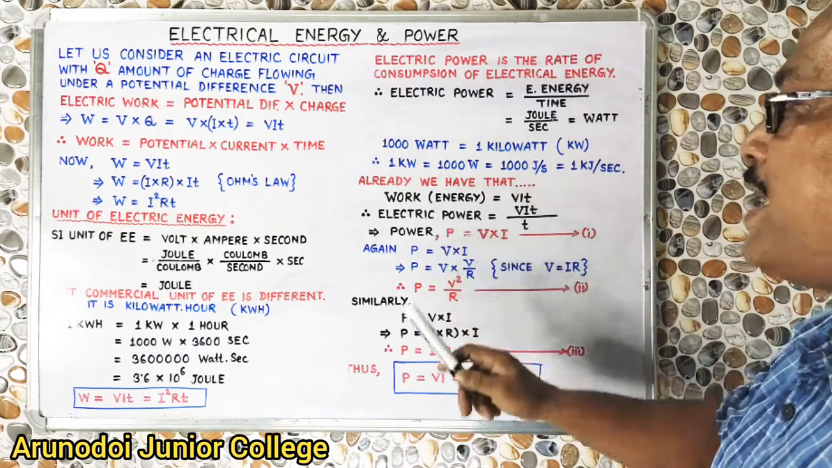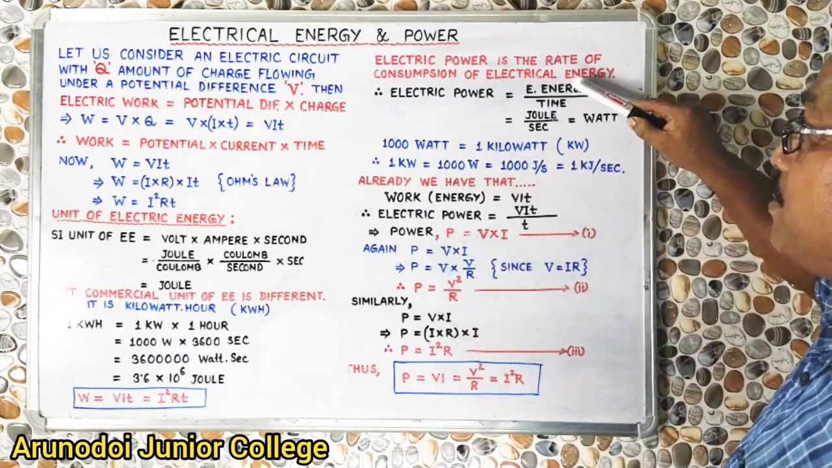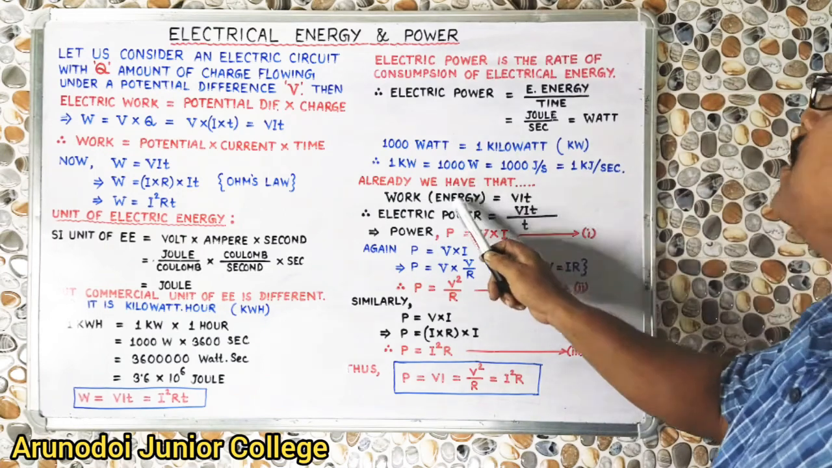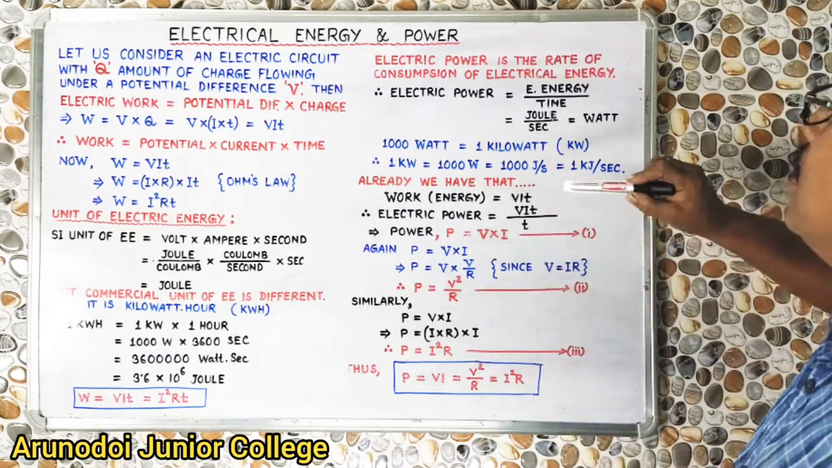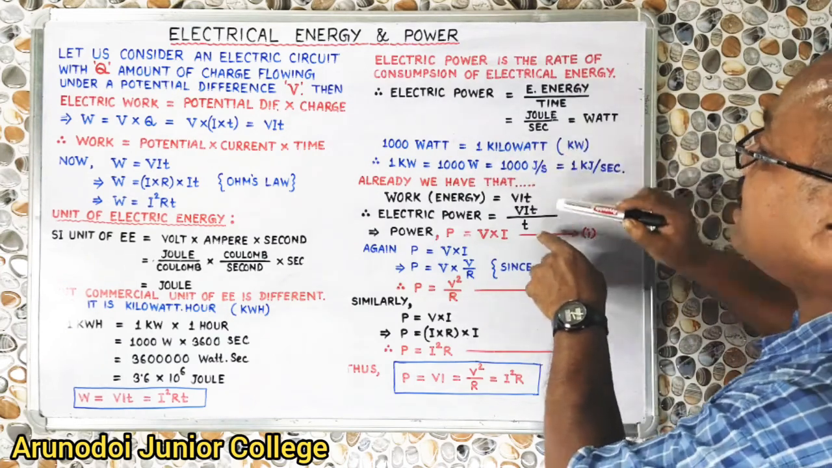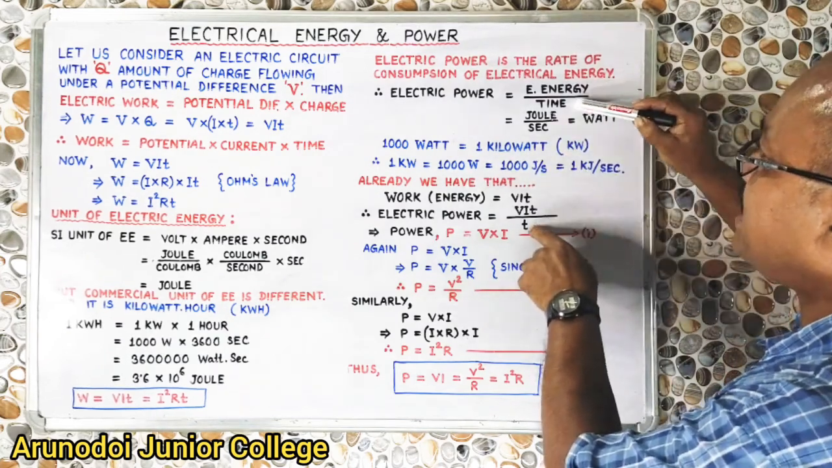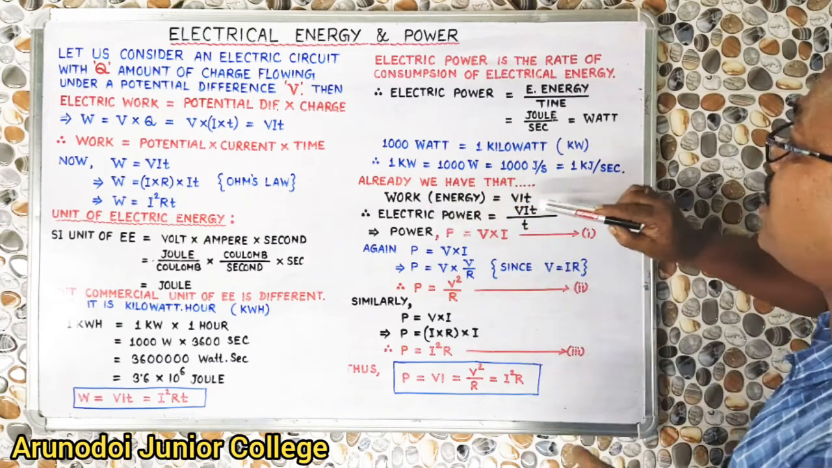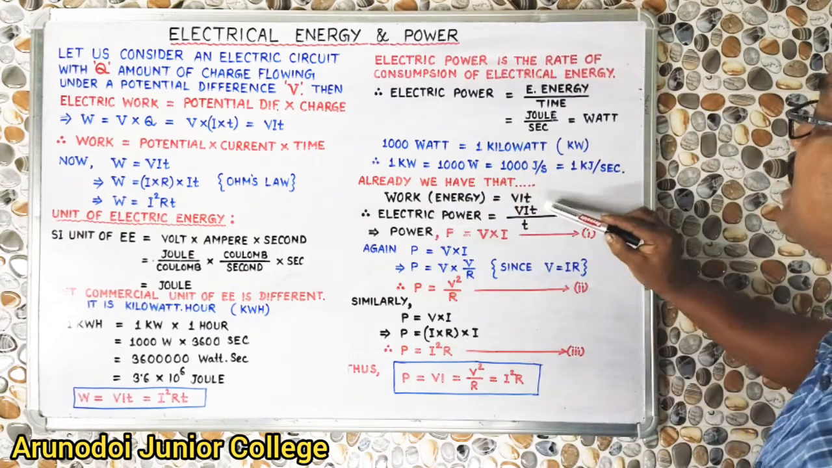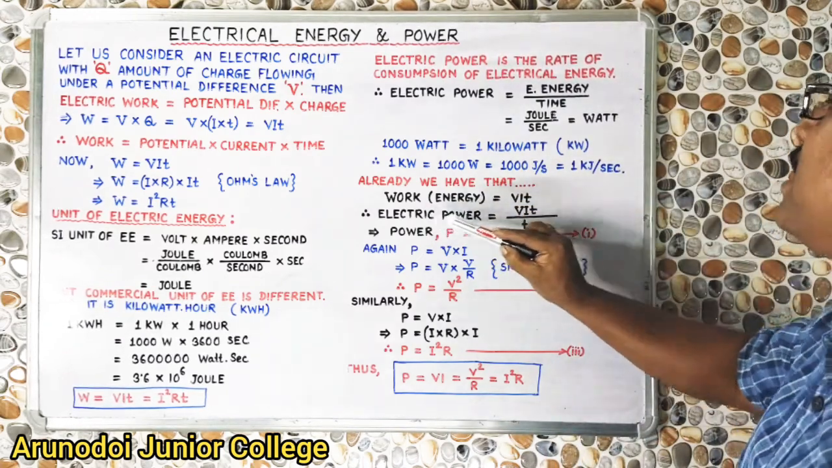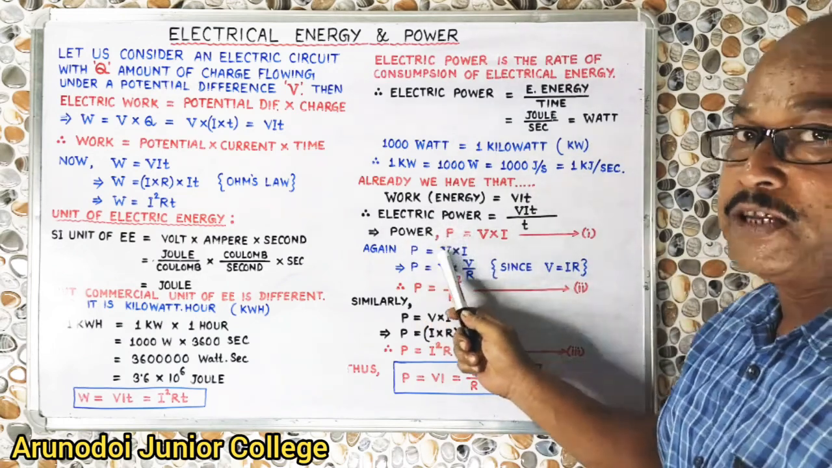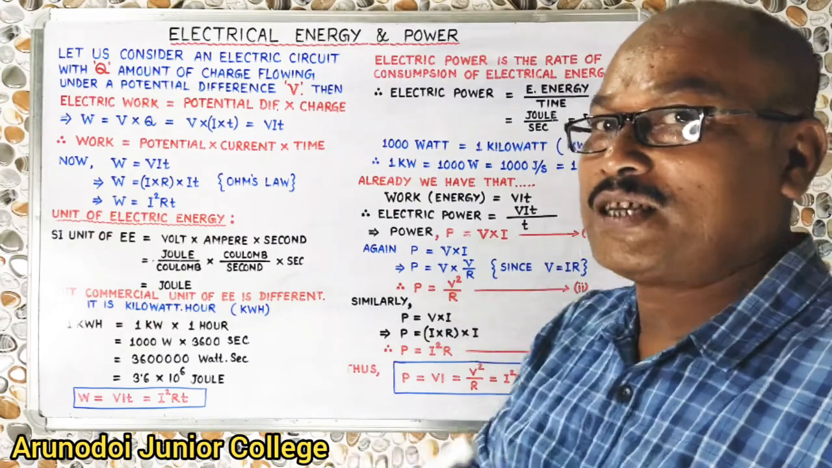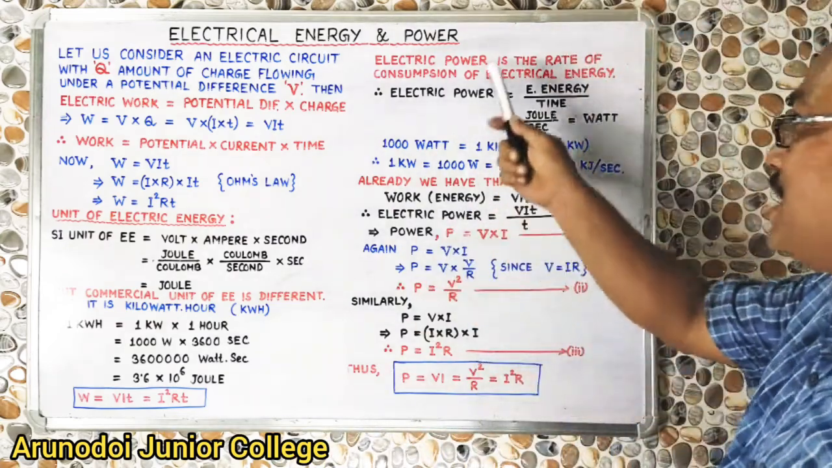So electrical power will be work done, or energy, divided by time. Energy divided by time means VIT divided by T, because VIT is the energy and T is the time, so energy by time is power. So electrical power must be VIT by T. Now cancelling T and T, you will get electric power equal to V into I. So P is equal to V into I. This is the first formula to calculate electrical power.